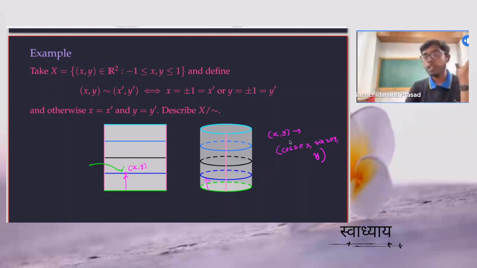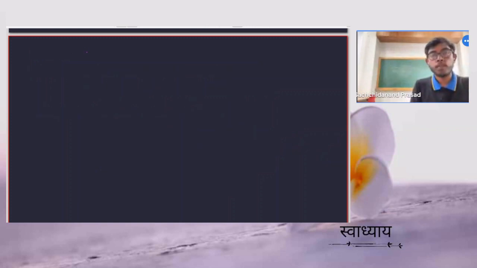And again, this map is a continuous map. So let's write it down. f of (x, y) is equal to (cosine 2 pi x, sine 2 pi x, y). And f is continuous.